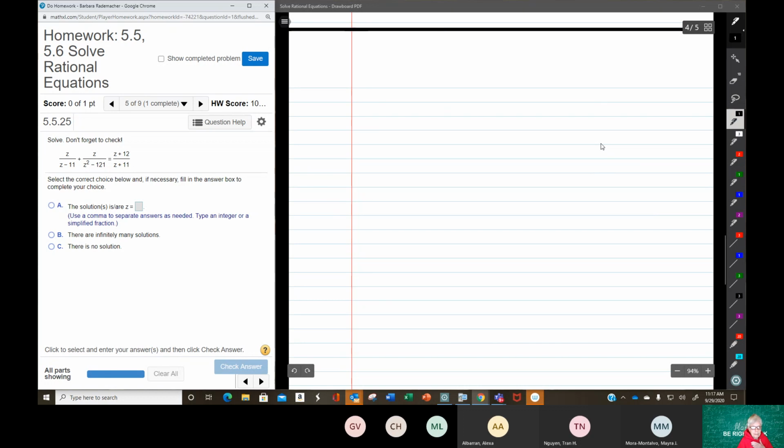Number 5 in your homework. We're going to have z over z minus 11 plus z over z squared minus 121 equals z plus 12 over z plus 11. And that's my equation.